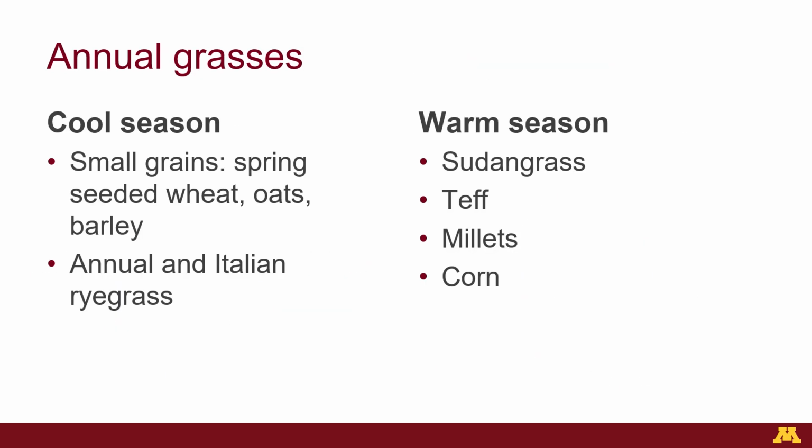There are both annual and perennial grasses within the cool and warm season grass categories. Cool season annual grasses include small grains like spring-seeded wheat, oats, and barley, as well as annual and Italian ryegrass. Warm season annual grasses include Sudan grass, teff, millets, and even corn. Annual grasses will be killed by frost in the winter. Spring-seeded small grains typically will provide only one harvest during the early summer, while ryegrasses will provide multiple harvests. Sudan grass and teff are harvested multiple times during the summer months.